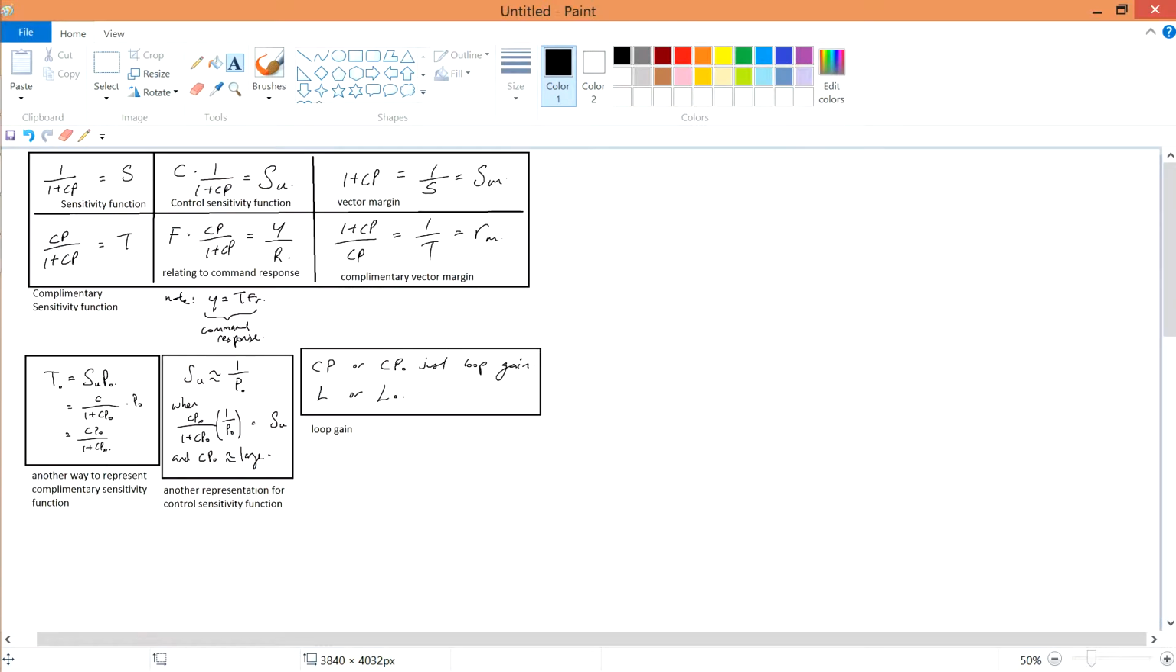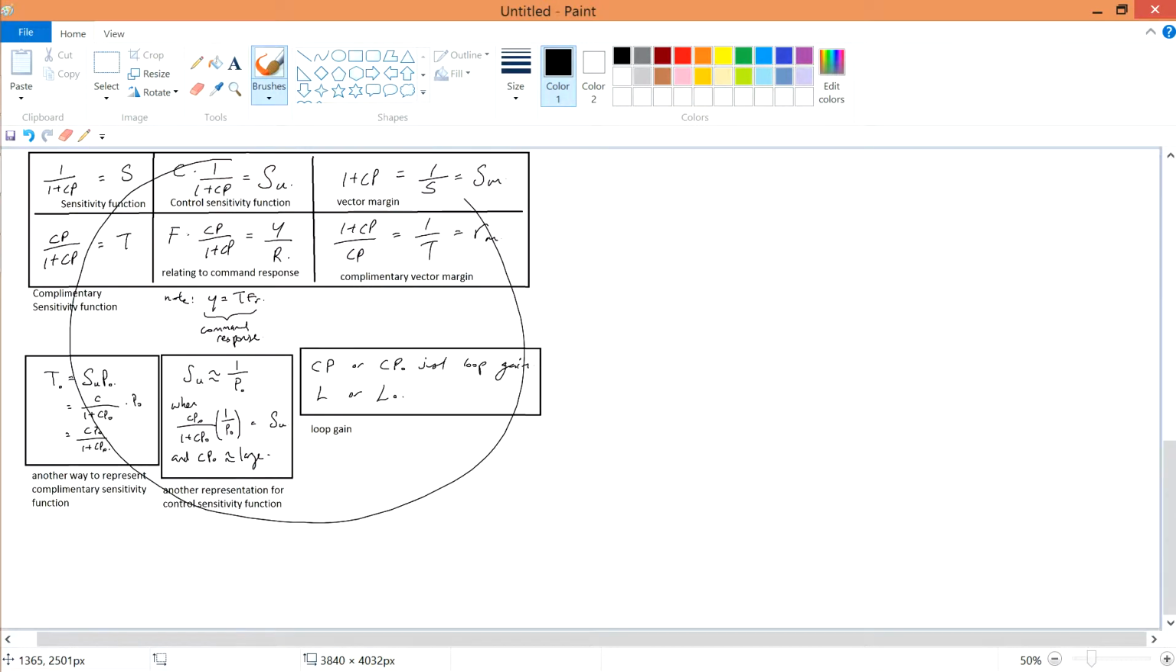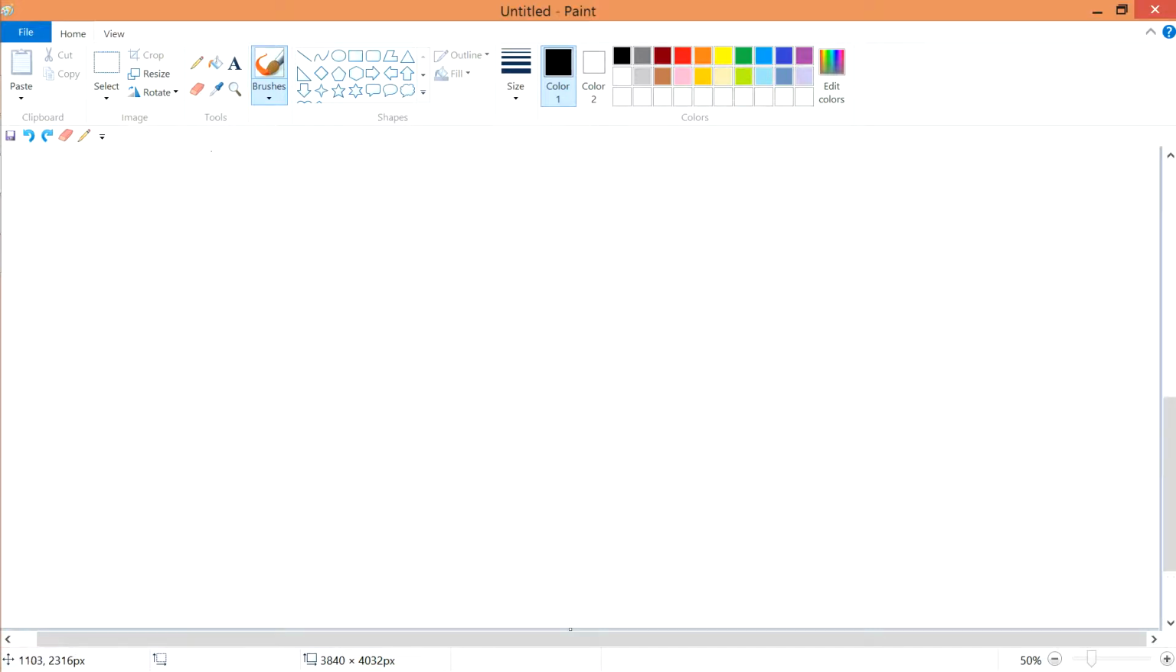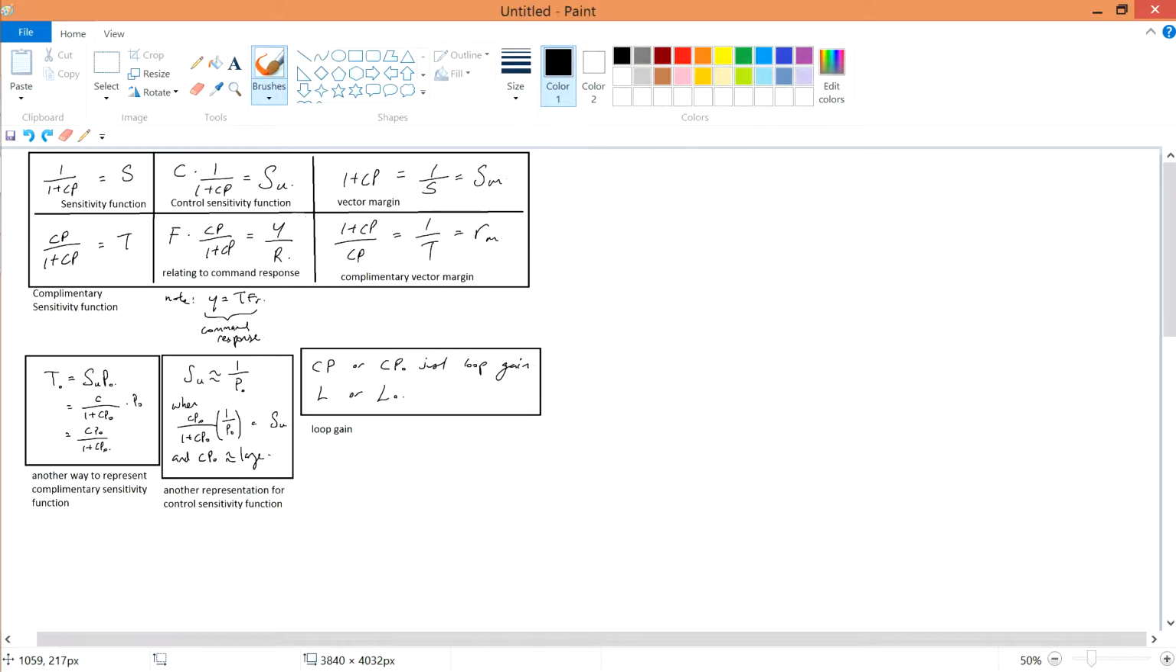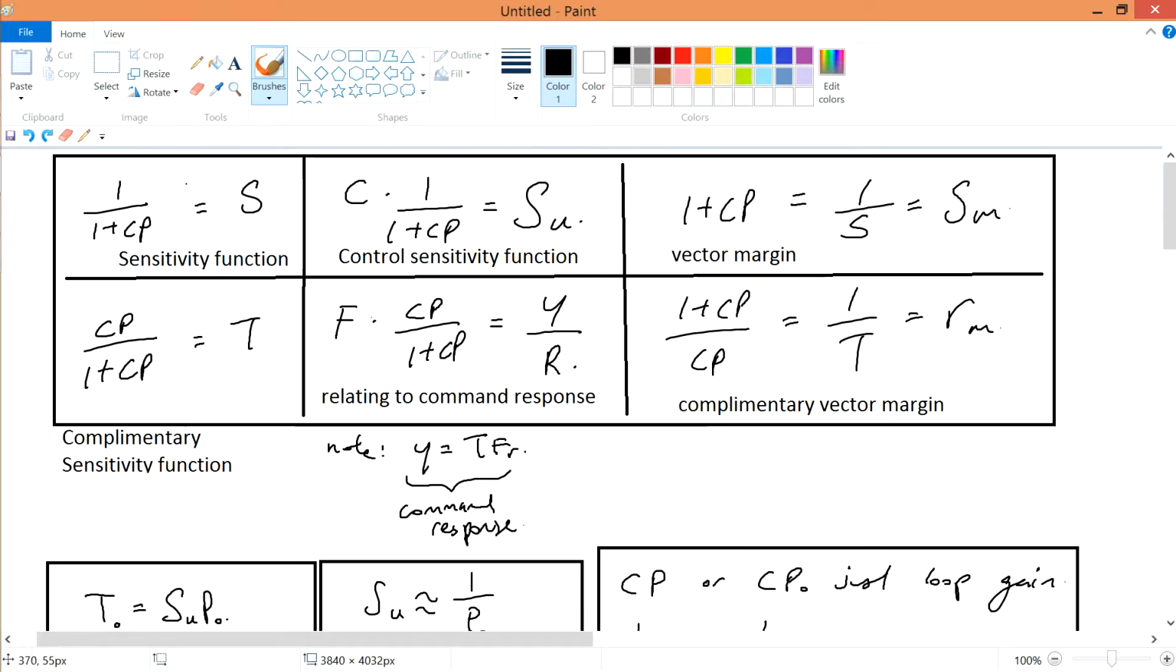In this video, we'll talk about all the terms that we have been talking about in the previous videos. In order for you to understand from a more overall view, the sensitivity function is 1 over 1 plus CP. If you multiply it by a controller, then you become SC, which is the control sensitivity function. S when multiplied with C, in fact we can also put it as P naught, S naught, and therefore what we have is the control sensitivity function.